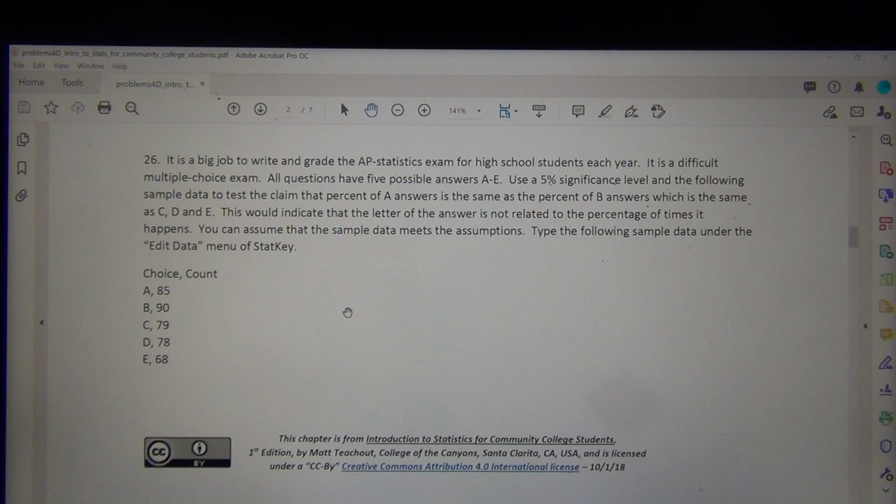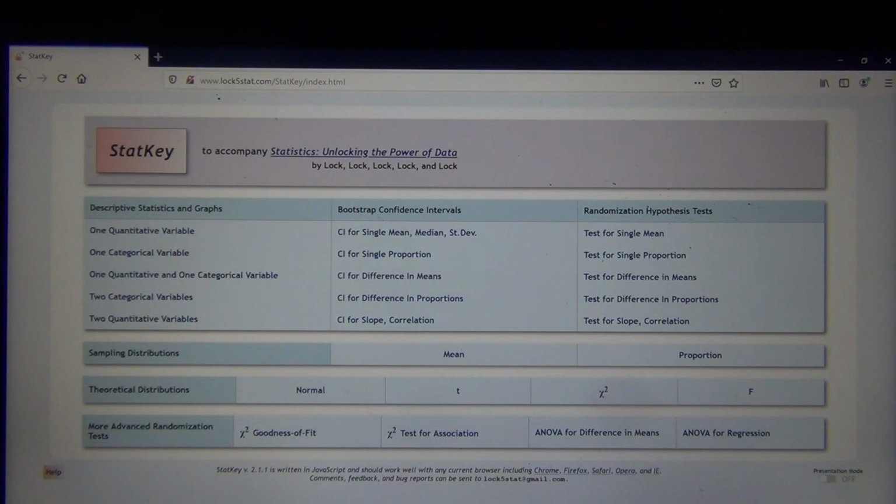So we're going to go to lock5stat.com and we're going to click on StatKey. The goodness of fit test is down at the bottom. It says chi-square goodness of fit. It looks like a squiggly X. It's really the Greek letter chi-square goodness of fit test. So that's the button we're going to click on.